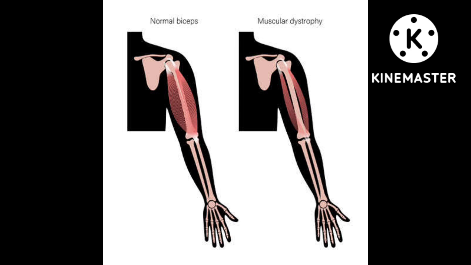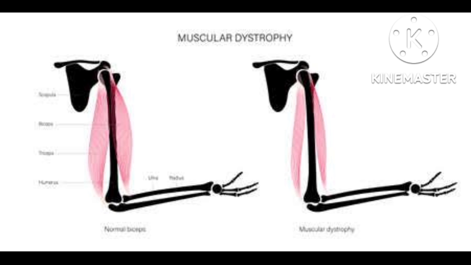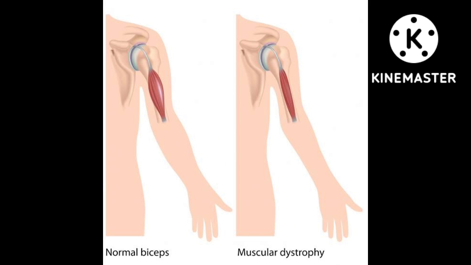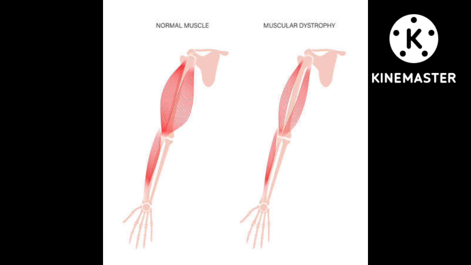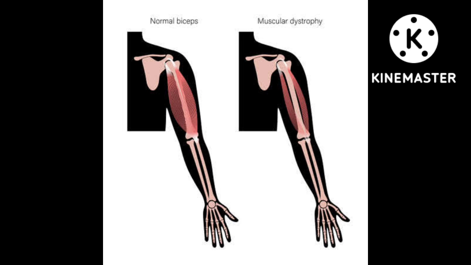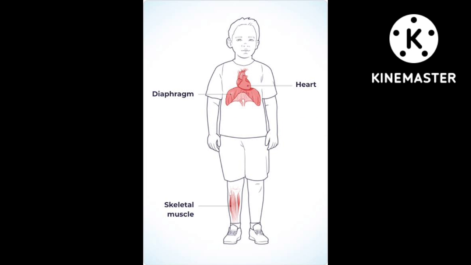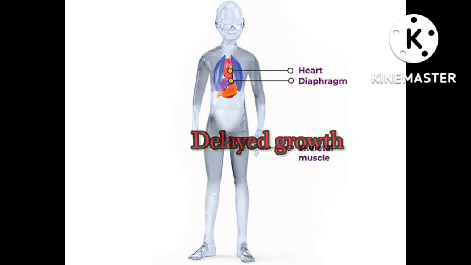This is the most common form, although girls can be carriers and mildly affected. It's much more common in boys, which is Duchenne type muscular dystrophy. Signs and symptoms include frequent falls, difficulty rising from a lying or sitting position, trouble running and jumping, waddling gait, walking on the toes, large calf muscles, muscle pain and stiffness, learning disabilities, delayed growth.